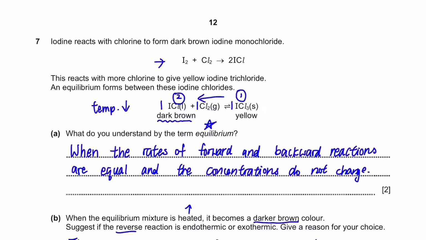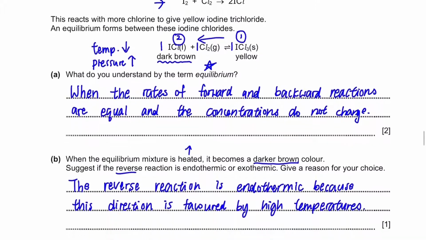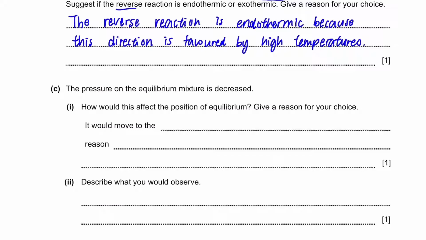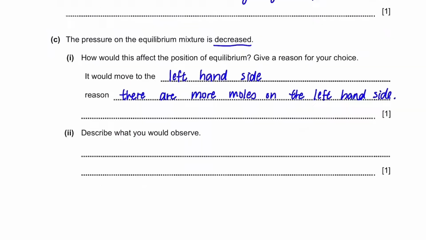So when there is higher number of moles on one side of the equilibrium, we say that the pressure is higher, because the more number of moles, the higher rate of successful collisions. Therefore, when the pressure is decreased, as the question said, the equilibrium will shift to the left-hand side in order to increase it back. The answer? It will move to the left-hand side. Reason: because there are more moles on the left-hand side.